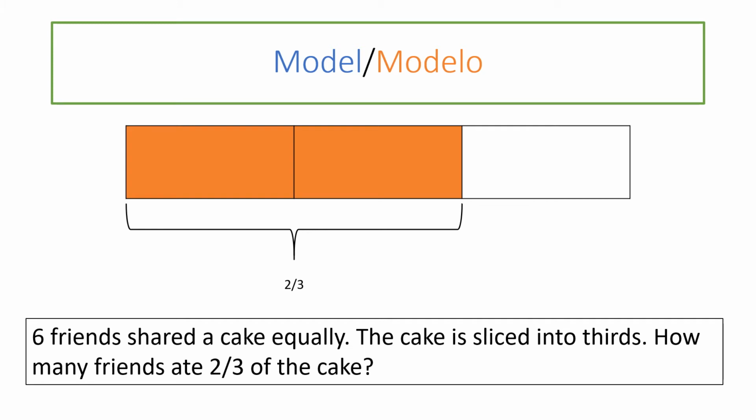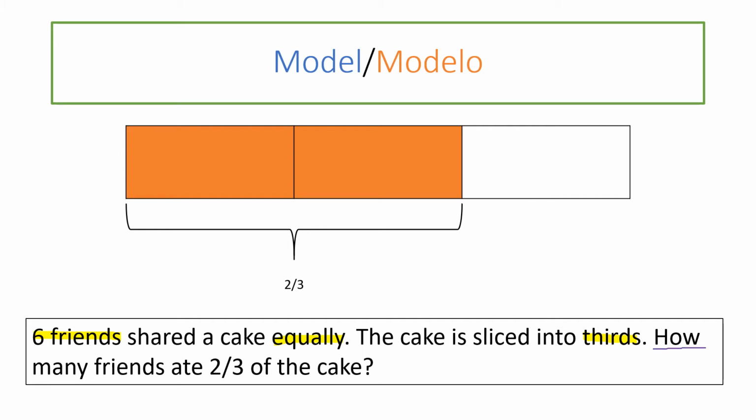Now let's look at the example here. 6 friends shared a cake equally. The cake is sliced into thirds. We see that. How many friends ate 2/3 of the cake? Well, let's highlight some important information here. I'm going to use yellow. So there are 6 friends. They shared a cake equally. The cake is sliced into thirds. And the question here I'm going to underline in red.